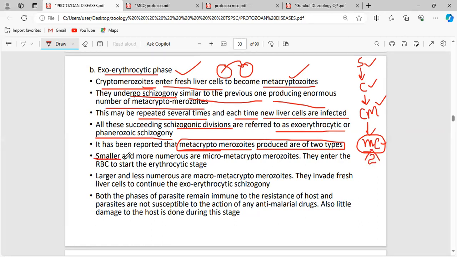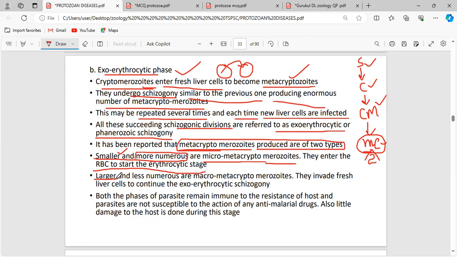One is smaller and the other is larger: larger metacryptomerocytes and smaller metacryptomerocytes. The smaller ones are produced in large numbers, and they are called micro metacryptomerocytes. They enter the RBC to start the erythrocytic stage.